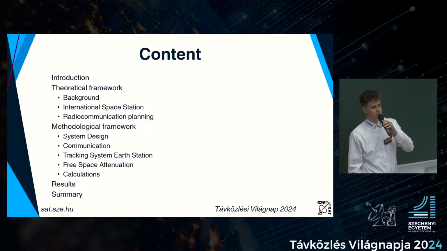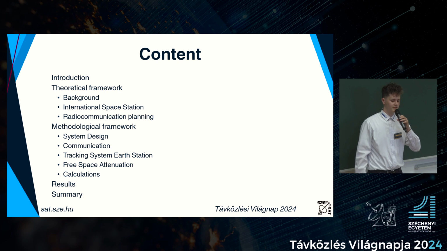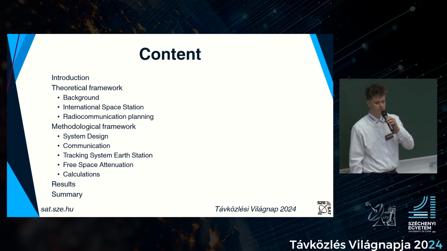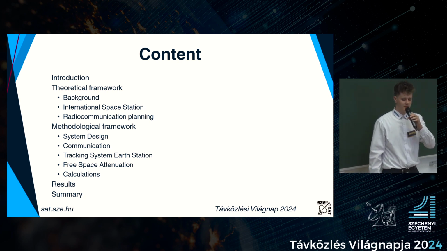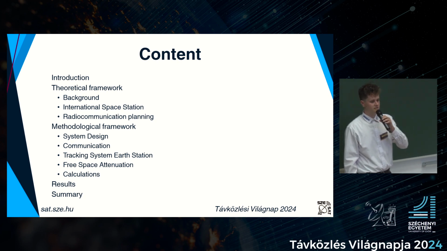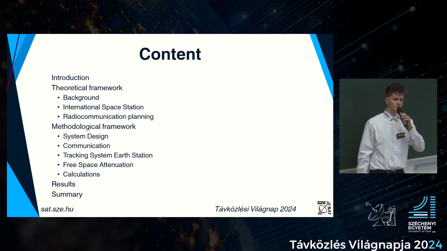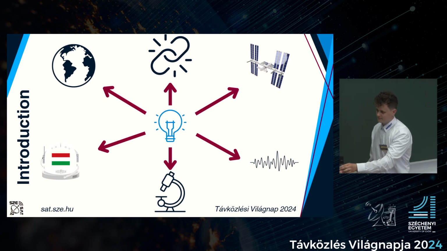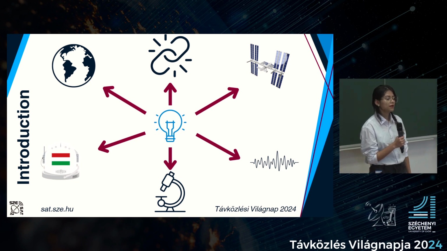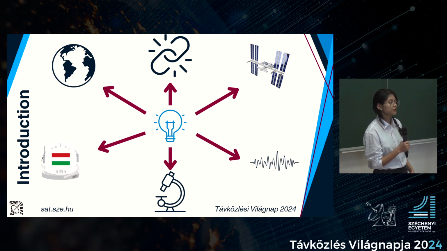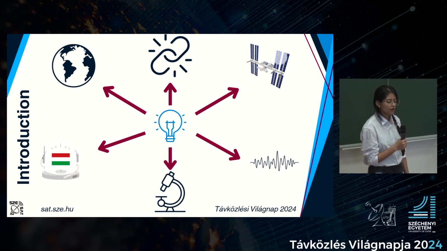Our content will be about the introduction, the theoretical framework, the background of the whole work, the International Space Station, radio communication planning, methodological framework, system design, communication, the tracking system of the Earth station, free space attenuation calculations, and in the end, our results and our summary. Today we will speak about how to establish communication between the ground station in Europe and the ISS, for communicating in the future with Hungarian astronauts.